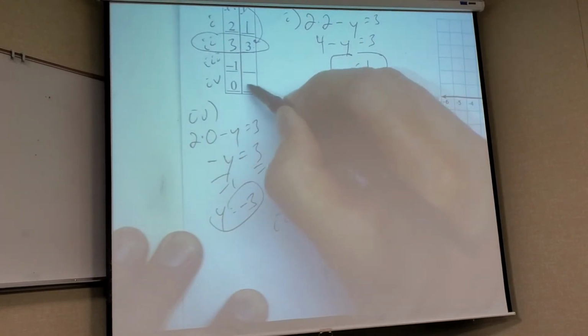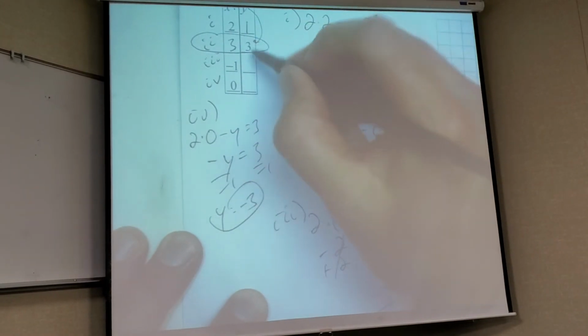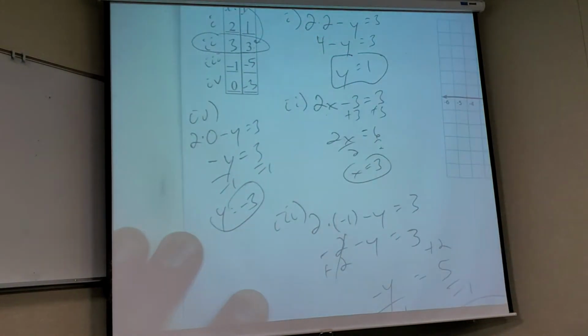Y is -3. Oh, I didn't put this in here. So this one is -5. This one is -3.